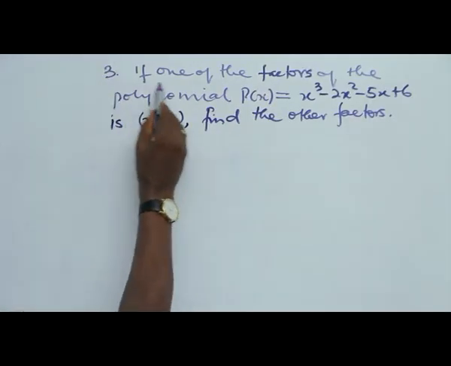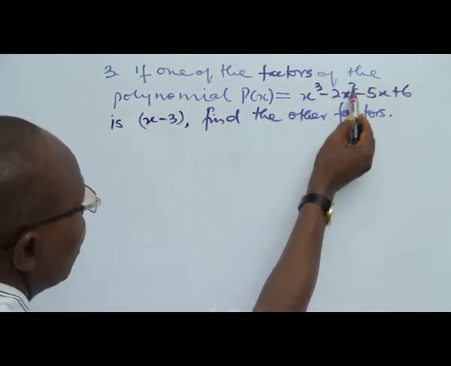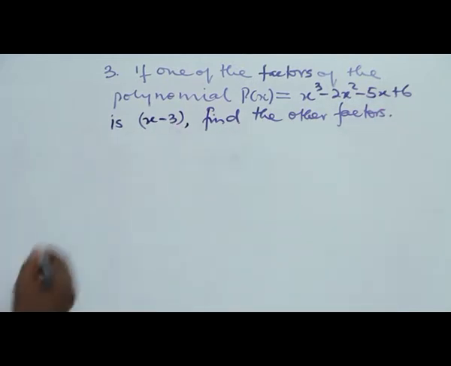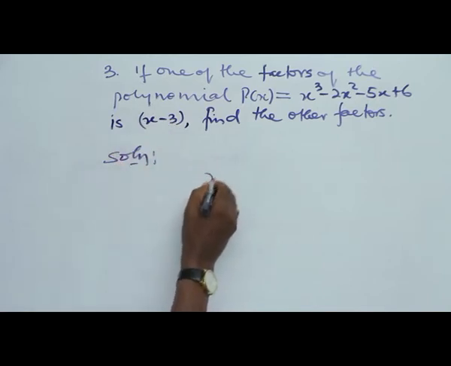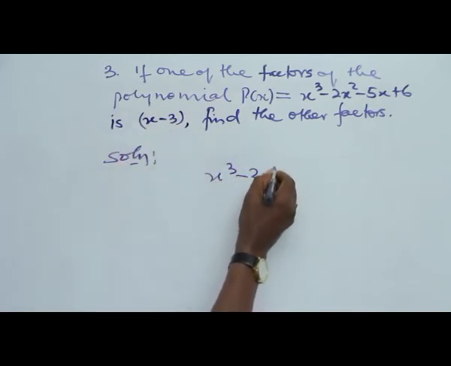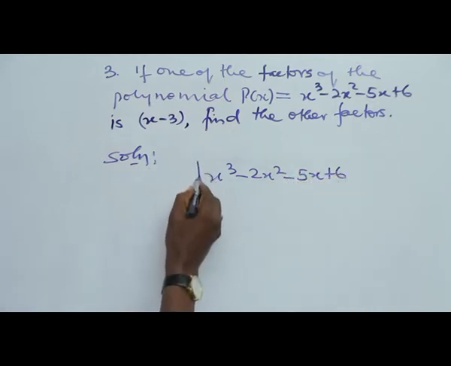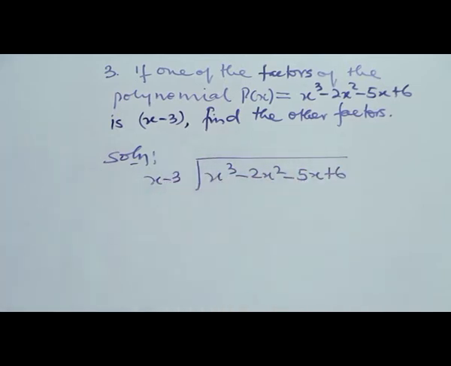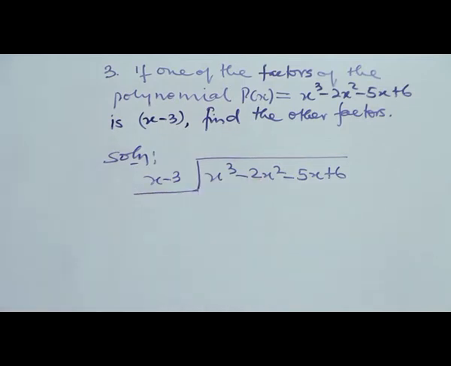Example number 3. If one of the factors of the polynomial P(s) equal to s cubed minus 2s squared minus 5s plus 6 is s minus 3, find the other factors. Your solution? Take note here that you have been given one of the factors. So we have our s cubed minus 2s squared minus 5s plus 6. The best way now is to divide this by s minus 3, because it is a factor, it means it will exactly divide this expression.